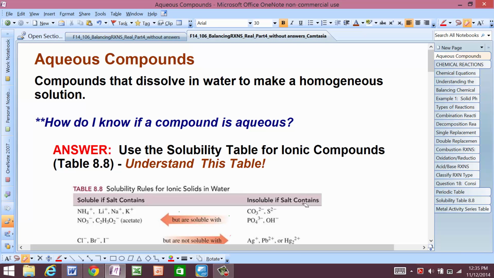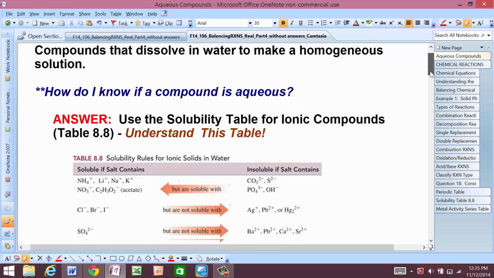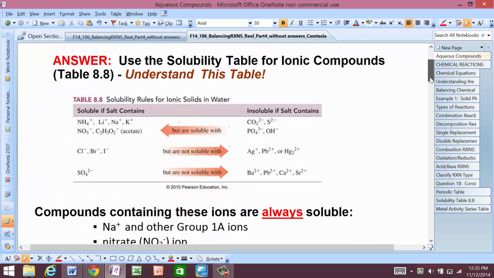You're going to need to be able to evaluate whether an ionic compound in water will either be aqueous, nice and dissolved, interacting with water, or if it's just going to be undissolved, sitting at the bottom of your container. To do this, we use this table 8.8. So let's go ahead and talk about this. We're going to need this skill to figure out double replacement products and phase labels, okay?